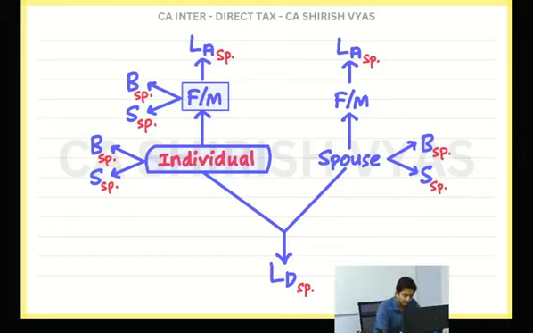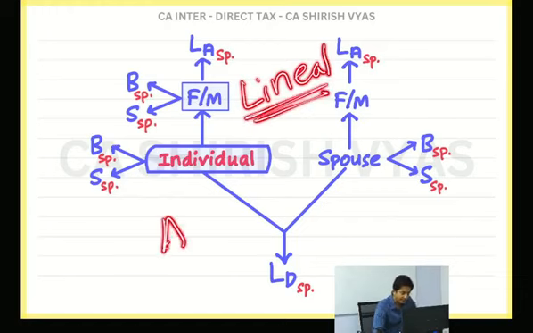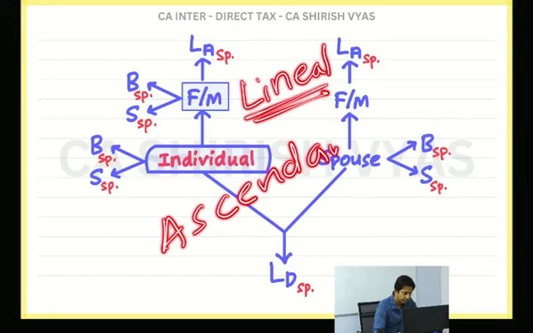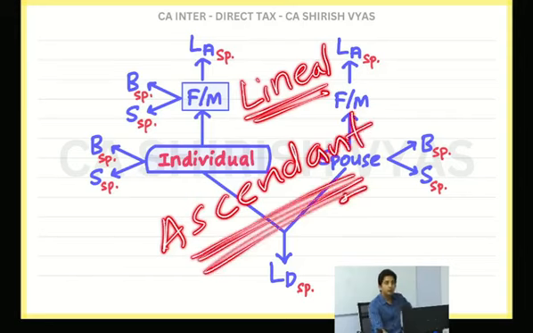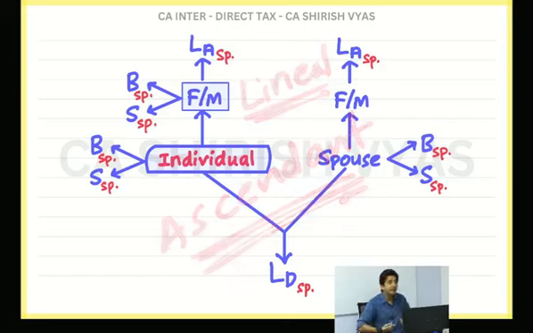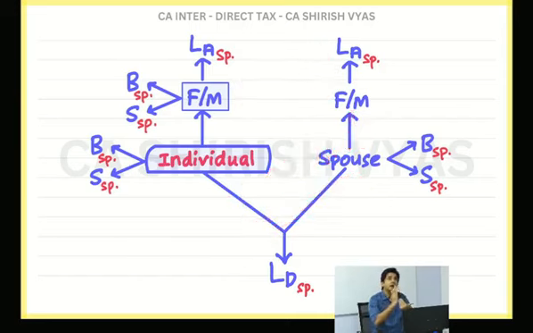Okay. Then LA means lineal ascendant. See, how do you spell it? Lineal. Ascendant. What do you mean by lineal ascendant? In my line, whoever comes upward. In my line means, in my line my mom and dad come first. Ascendant means upward direction, going upwards. Ascend means to climb up.